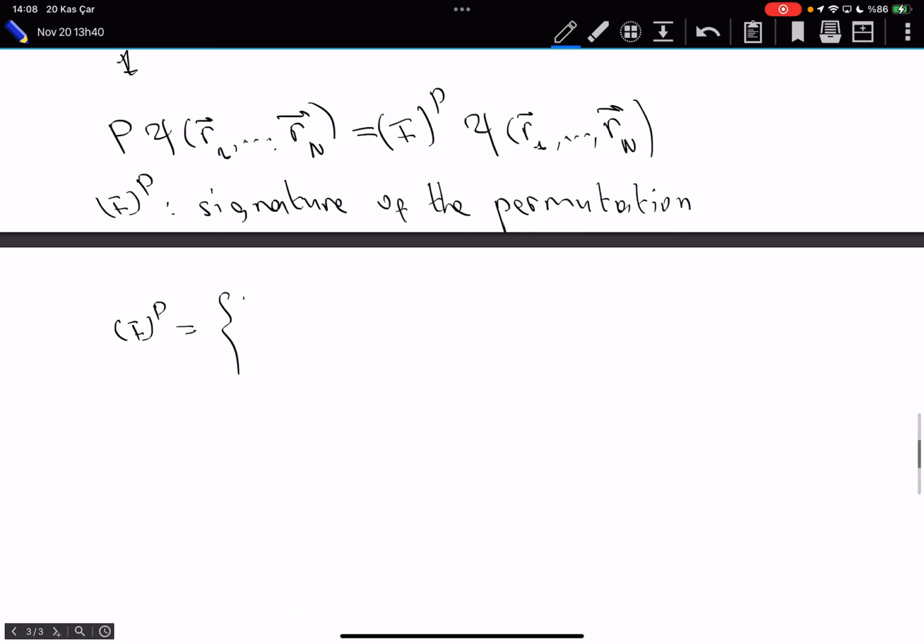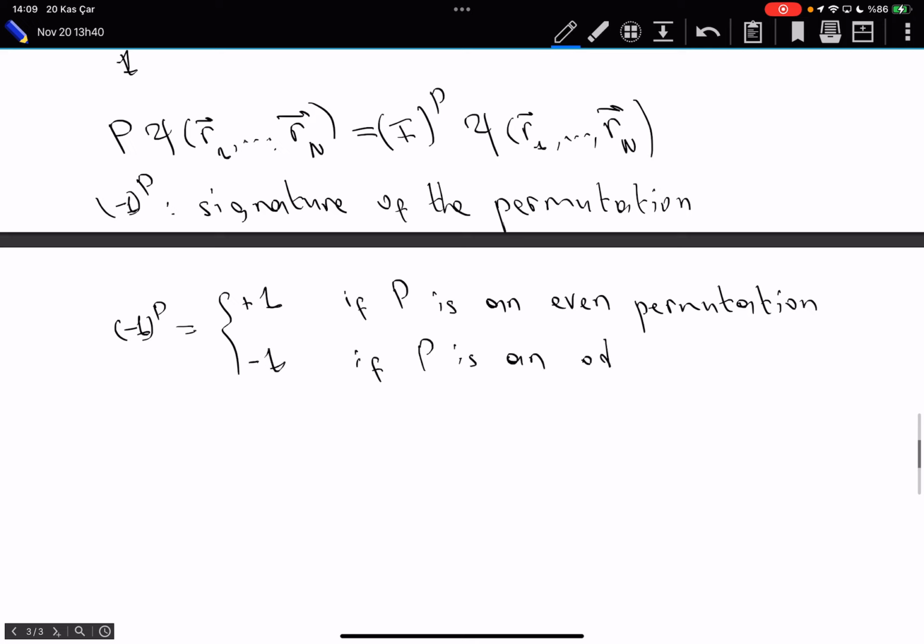Is equal to minus 1 to the p, which is called the signature of the permutation. Plus 1 to the power p is always plus 1. Minus 1 to the p is plus 1 if p is an even permutation, and minus 1 if p is an odd permutation.